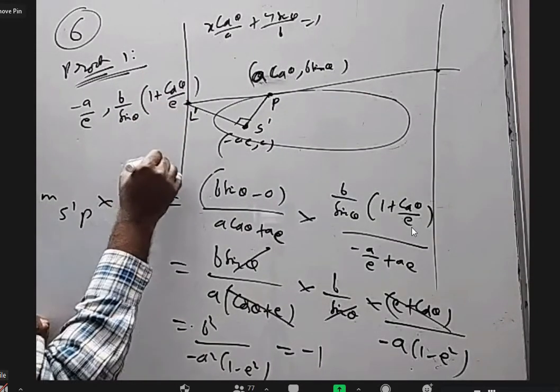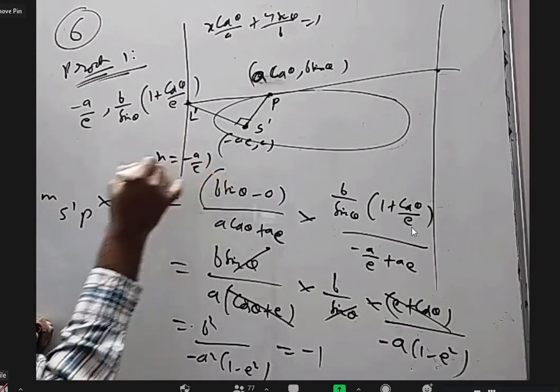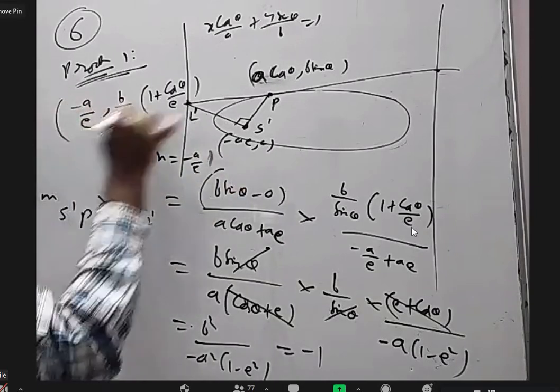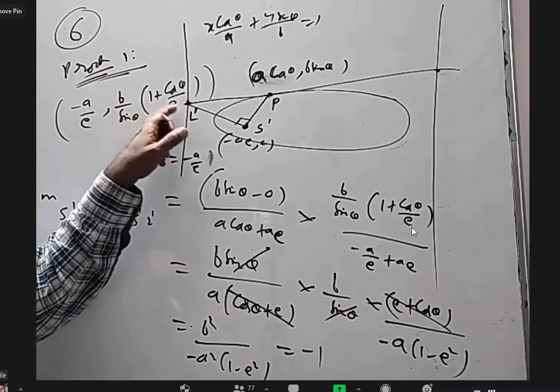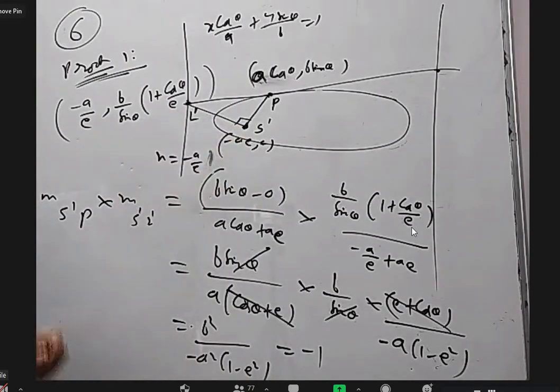What is the directrix equation? X equal to minus a by e. Okay. Found this point, x coordinate is there. Substitute that x coordinate here, we get y coordinate. So I got point L dash. For focus I know. Found this slope, product of the slopes is minus 1.